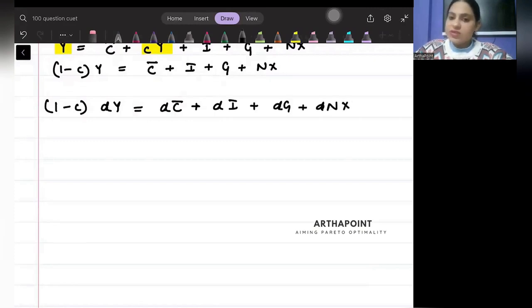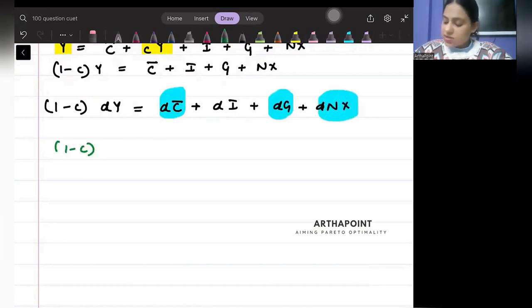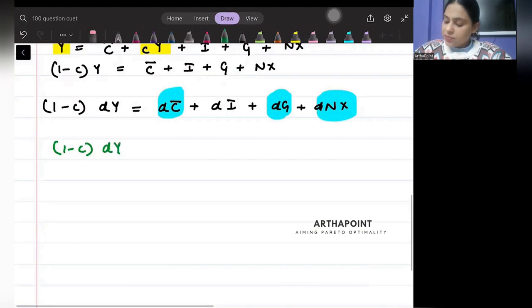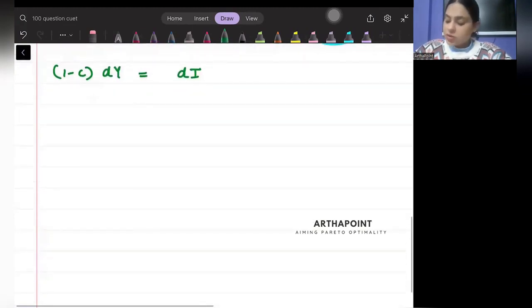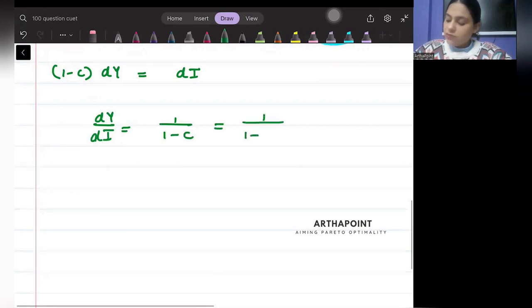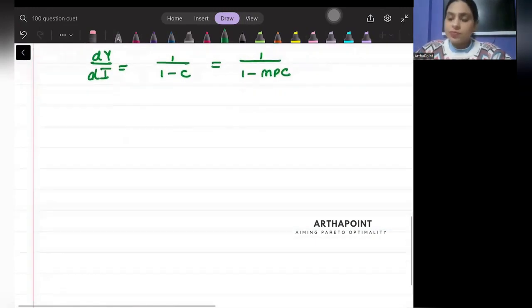Now I have to find the investment multiplier, so all other changes will be 0. I will put 0 everywhere and I will get (1 minus c) dY is equal to dI. So dY by dI will give me 1 upon 1 minus c. That means 1 upon 1 minus the marginal propensity to consume.